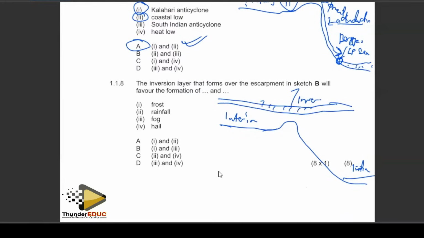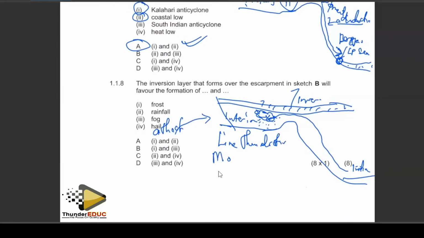And as there's an inversion layer which is above the plateau here, it means warm and moist air is now able to get through to the interior. The warm and moist air is going to form clouds over the interior here, which are going to produce rainfall. Or we can also talk of the feeding in of warm and moist air from this side, and also the feeding of cold and dry air from the South Atlantic high pressure here. If these two air masses meet, they tend to lead to the formation of line thunderstorms, which are typical traveling disturbances that happen during summer. Line thunderstorms and the moisture front.